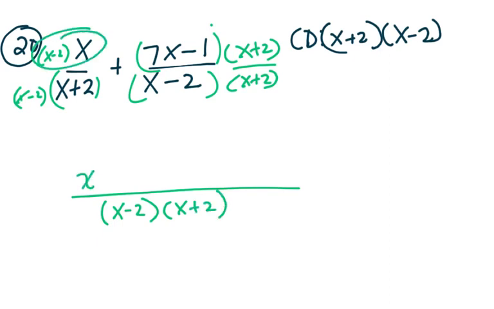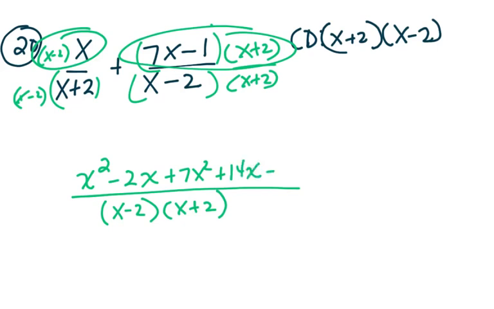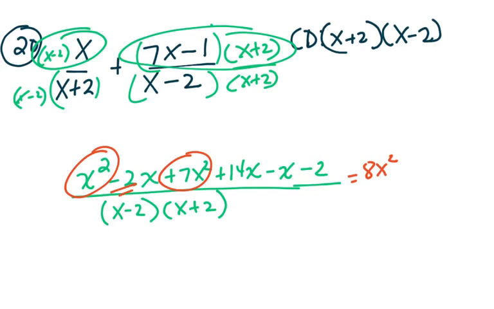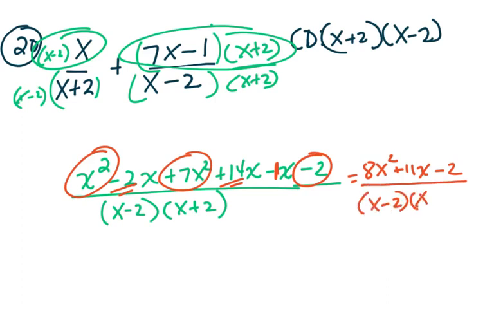This numerator will become x squared minus 2x. This numerator will become 7x squared plus 14x minus x minus 2. And now you look for like terms, just in the numerator. X squared plus 7x squared is 8x squared. Negative 2x and plus 14x is positive 12x, and then minus 1x, so that's positive 11x, and then negative 2 is just left behind. And then you write your denominator. And that's what you will input.